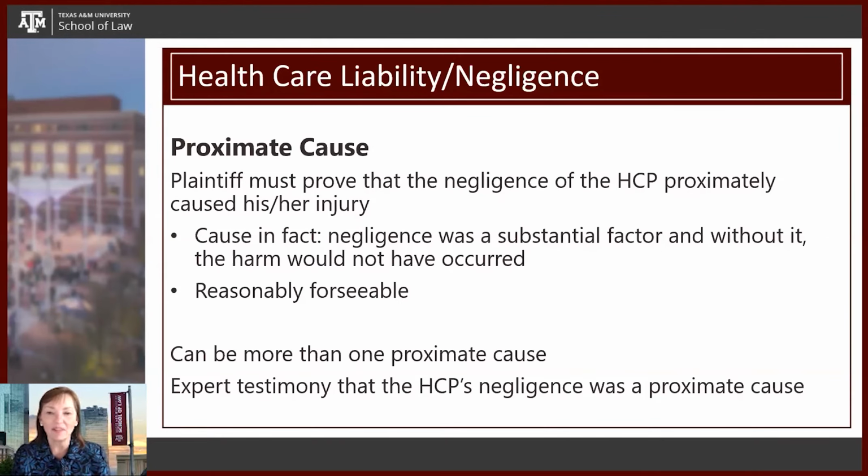The next element that we'll talk about in a healthcare liability or negligence case is proximate cause. And the plaintiff must prove that the negligence of the healthcare provider proximately caused the plaintiff's injury. There's two types of proximate cause. You've got cause in fact, and that's that the negligence was a substantial factor, and without negligence, the harm would not have occurred. And also that it was reasonably foreseeable. So they'll look to say, well, should the healthcare provider have known that if they took this course of action and did this or did not do this, that it was reasonably foreseeable what may happen.